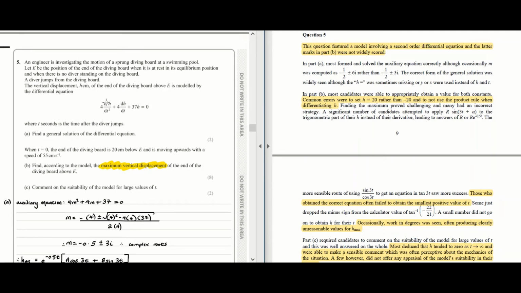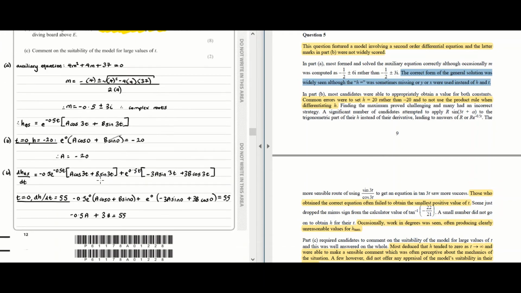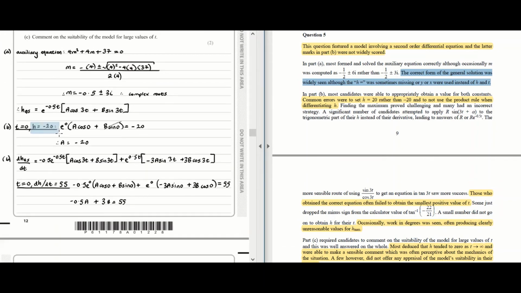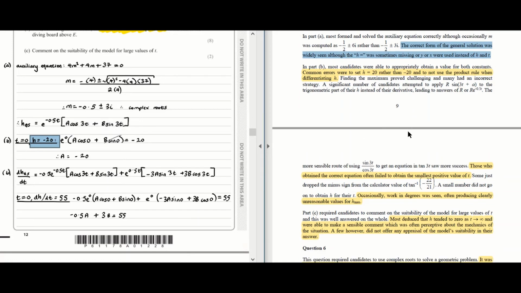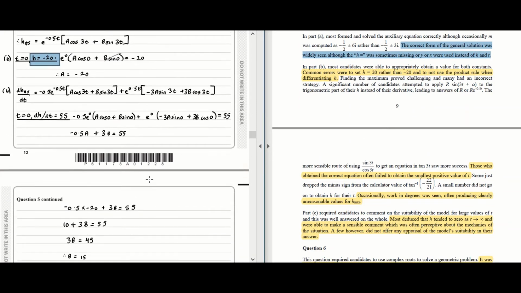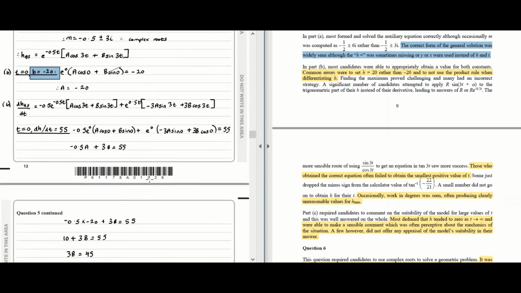In terms of question 5, which was a modelling question regarding second order differential equations, part A was done pretty well. The correct form of the general solution was widely seen, although the h equals something was sometimes missing, or y or x were used instead of h and t. Part B, there were common errors in part B. A lot of people used h equals 20. You were supposed to use h equals minus 20, and I discussed that in the question. And then you can work your way through this question.